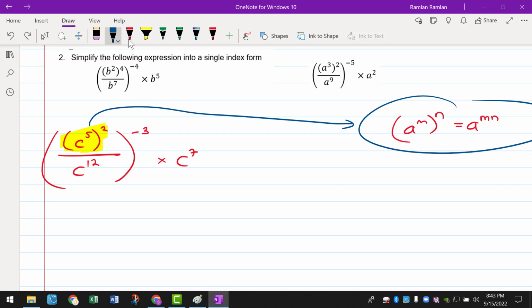So I'm going to rewrite this. All becomes c to the 10 over c to the 12, and then to the power of minus 3, and then multiplied by c to the power of 7.